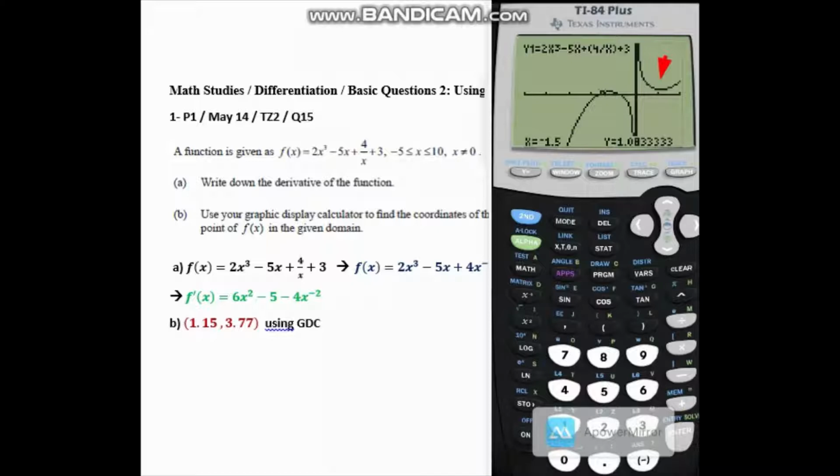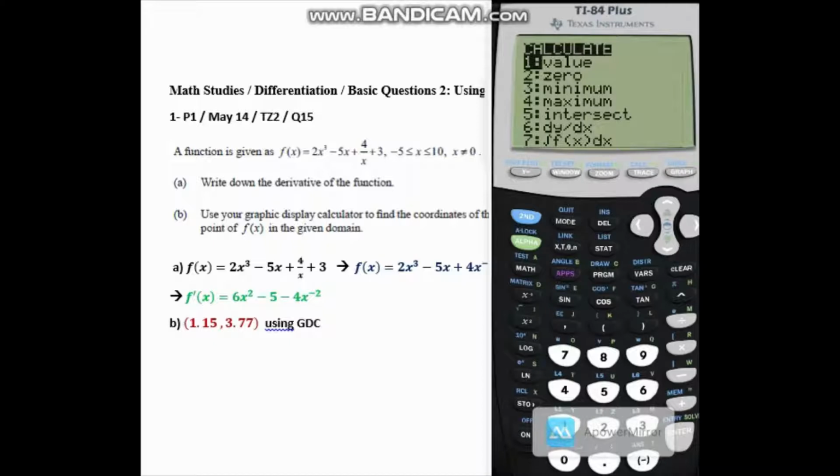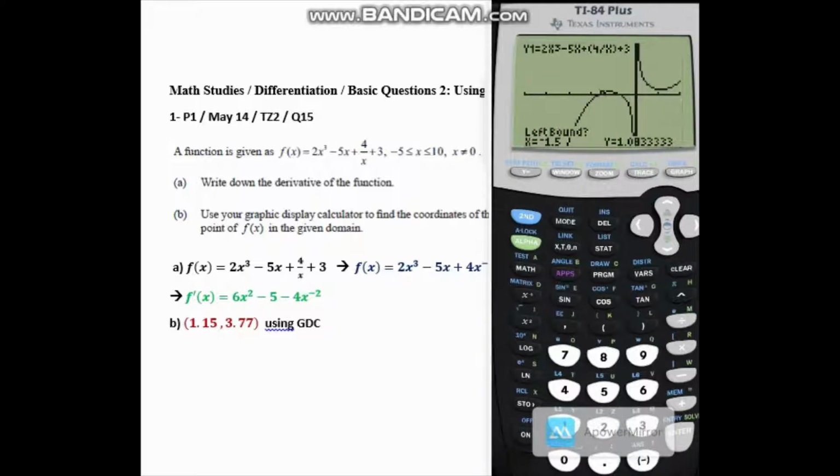So in order to do that, I shall press on second, trace, and I shall go to the third option, which is minimum, and I shall press enter. I'm asked to provide a left bound, so I want any point to the left of my minimum. So I'll drag the cursor using the right button up to a point that is just on the left of my minimum point, and I shall press enter.